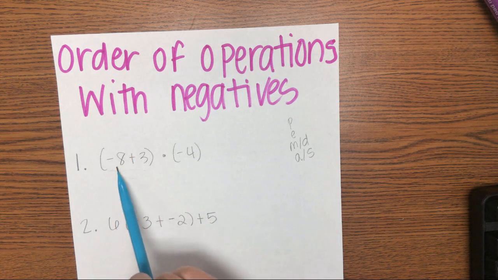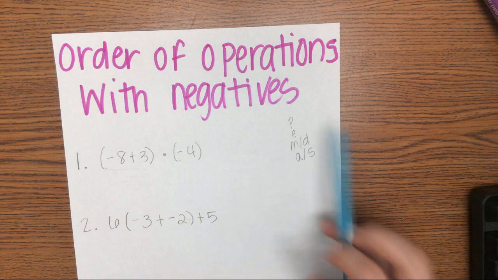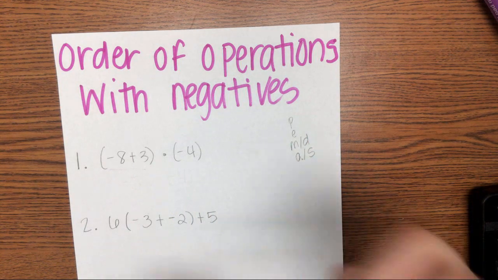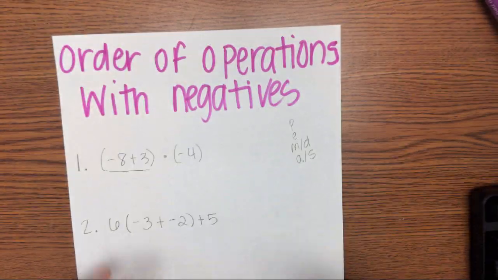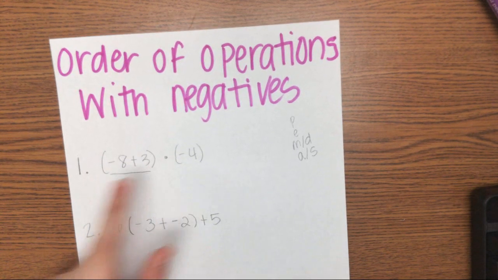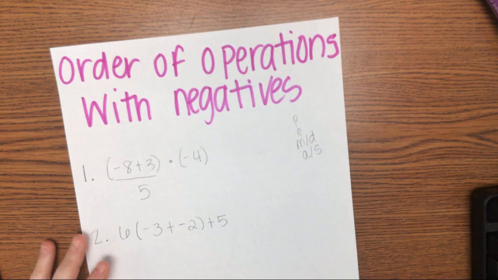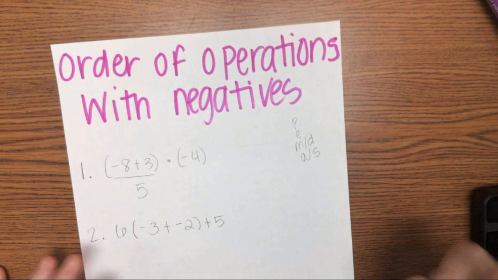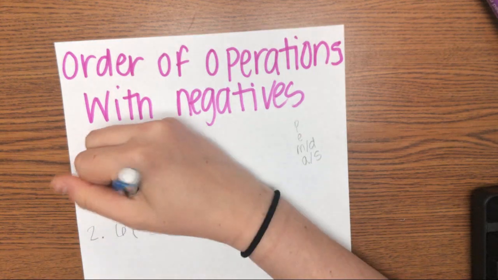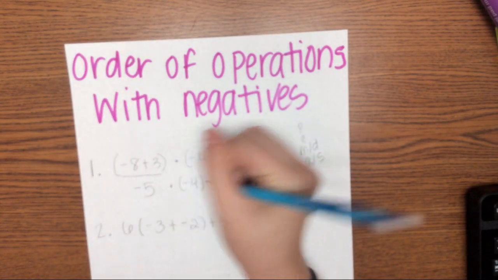In parentheses, we have negative 8 plus 3, times negative 4. PEMDAS tells me to do the parentheses first. So inside the parentheses is negative 8 plus a positive 3. Since these signs are different, I'm going to subtract. And 8 minus 3 is 5. But there were more negatives to start with, so it is negative 5. Then I'll bring down the rest of the problem.